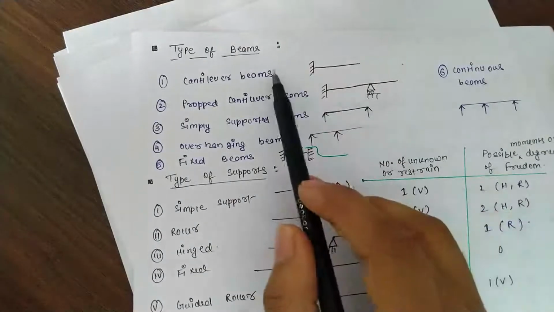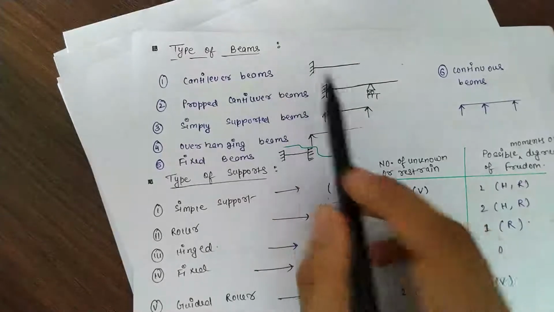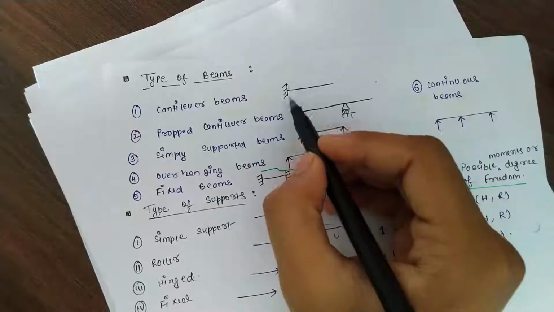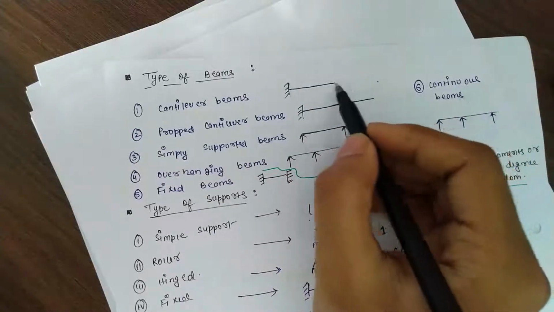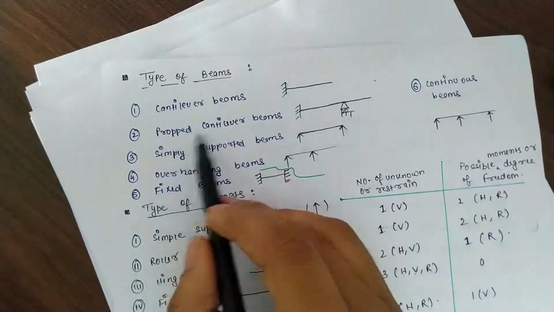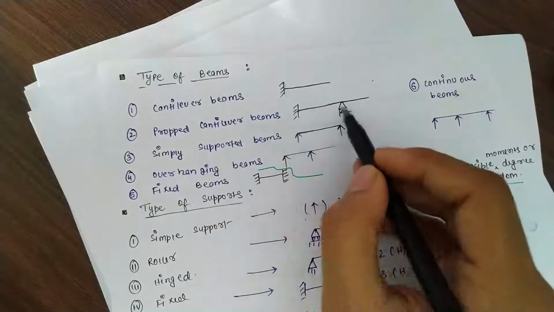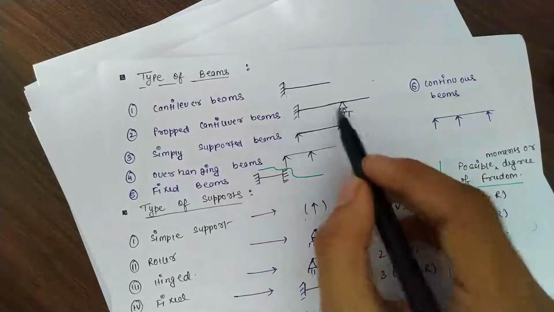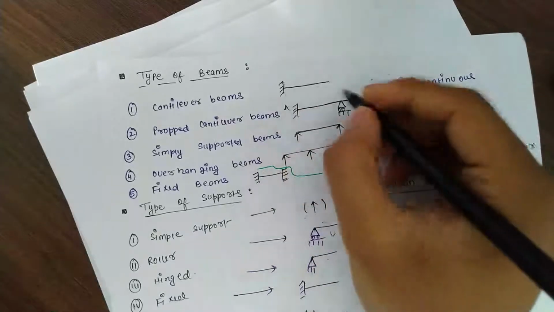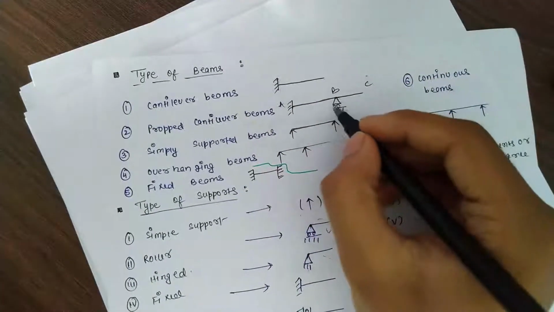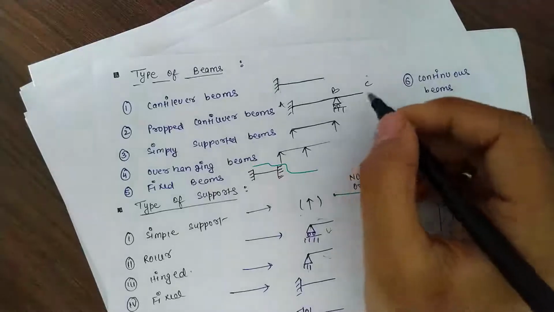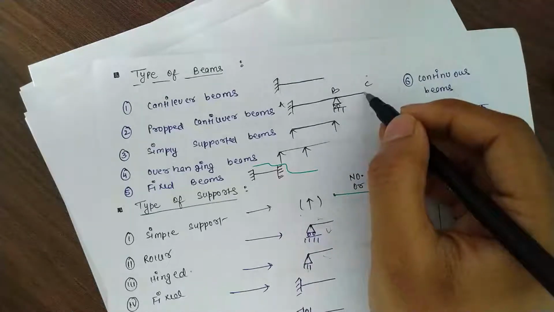Now we will be seeing types of beams. The first type of beam is the cantilever beam. In a cantilever beam, one end is fixed and the other end is free. Then there is the propped cantilever beam. In this, one end is fixed, and if we name the parts A, B, C, then B has a roller support and the C part is free.